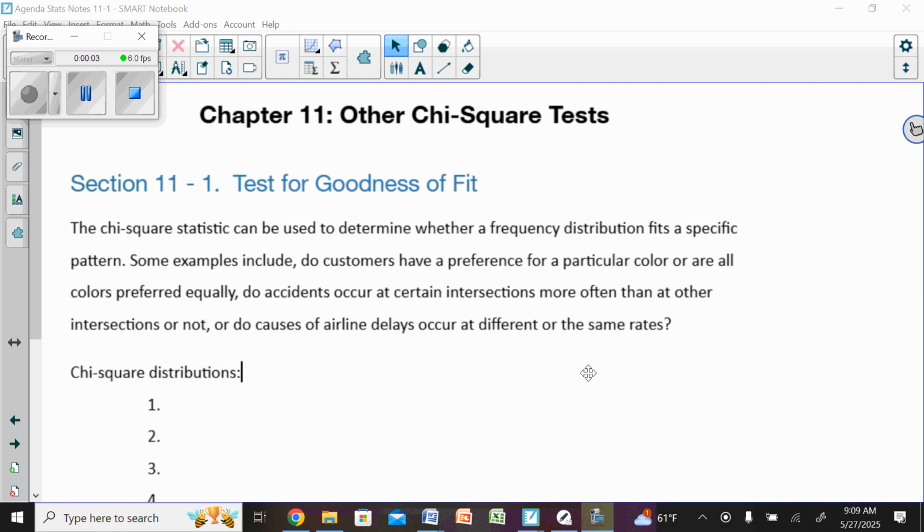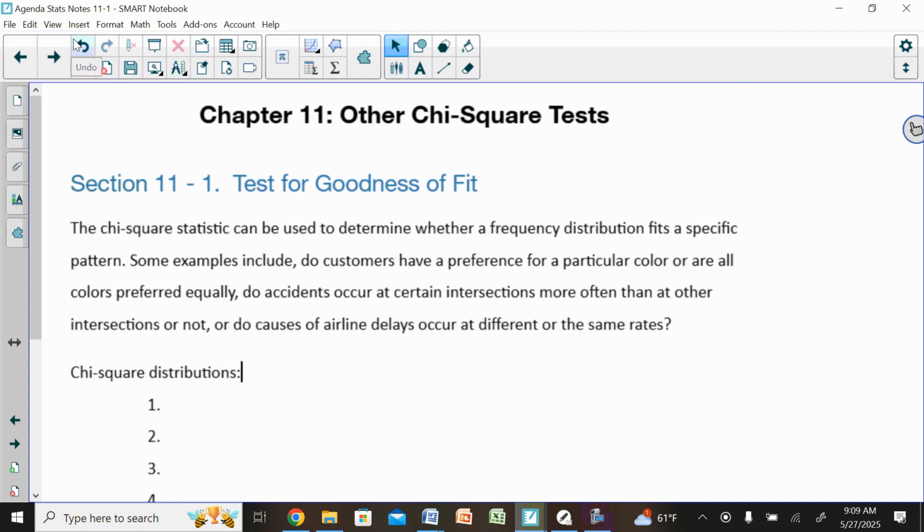Hello, stats students. We are ready to start Chapter 11, Other Chi-Square Tests. So we've got three kinds of tests we're going to do in this chapter. The first one is a test for a goodness of fit.